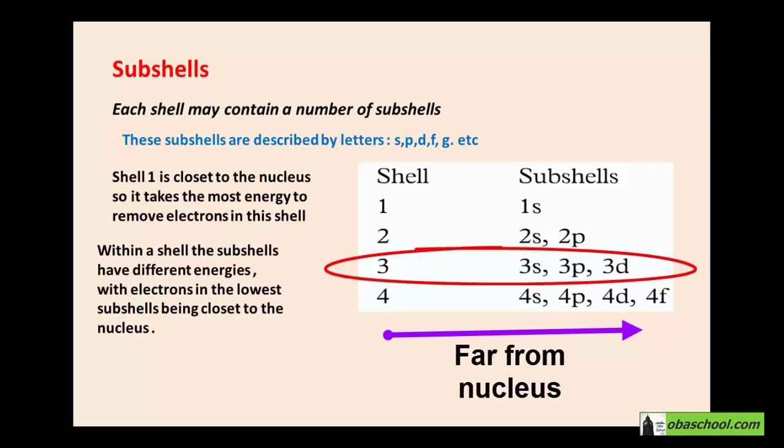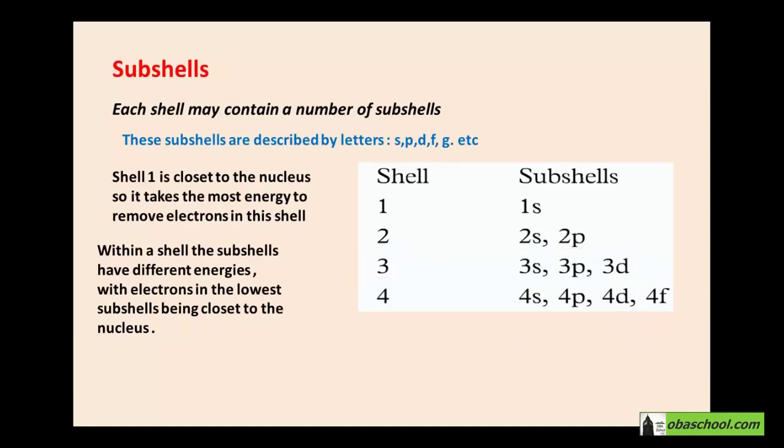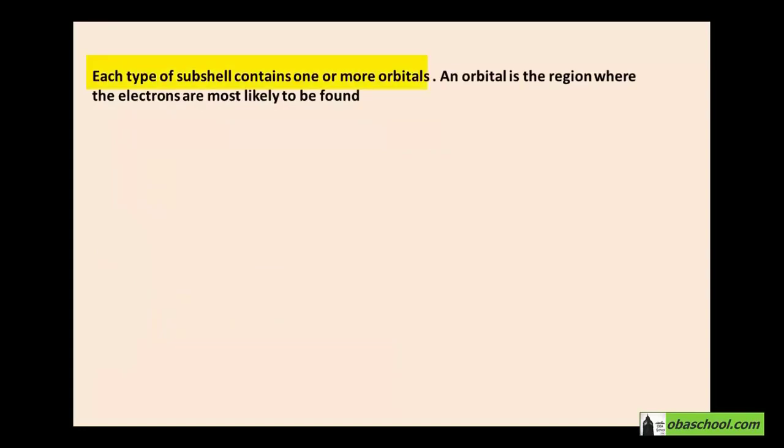Now we are far from the nucleus. S is the nearest to the nucleus, then P, then D. S has the lowest energy, then P, then D. We go from S into D, so the energy increases. Thus, we go far from the nucleus.